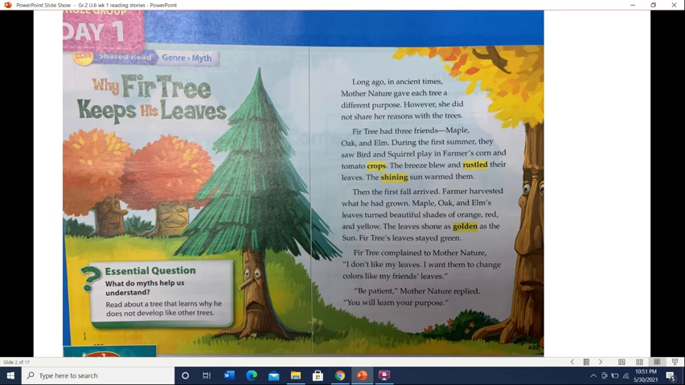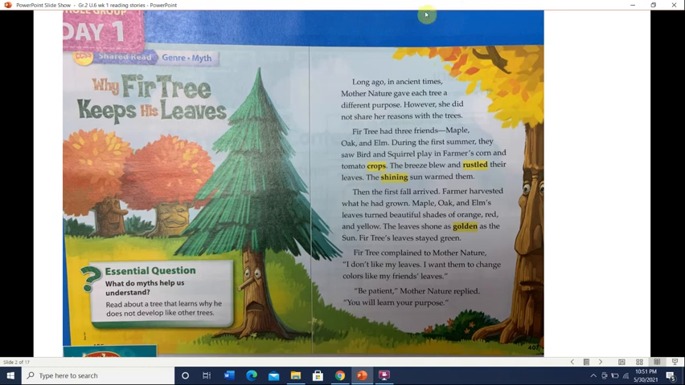This week we also have a different genre, and it's a myth. We'll find out what a myth is after we read the story. The important question for this story is, what do myths help us understand? Let's read first and then we'll explain. Try to pay attention to the detail, and then we will try to guess together what a myth is.